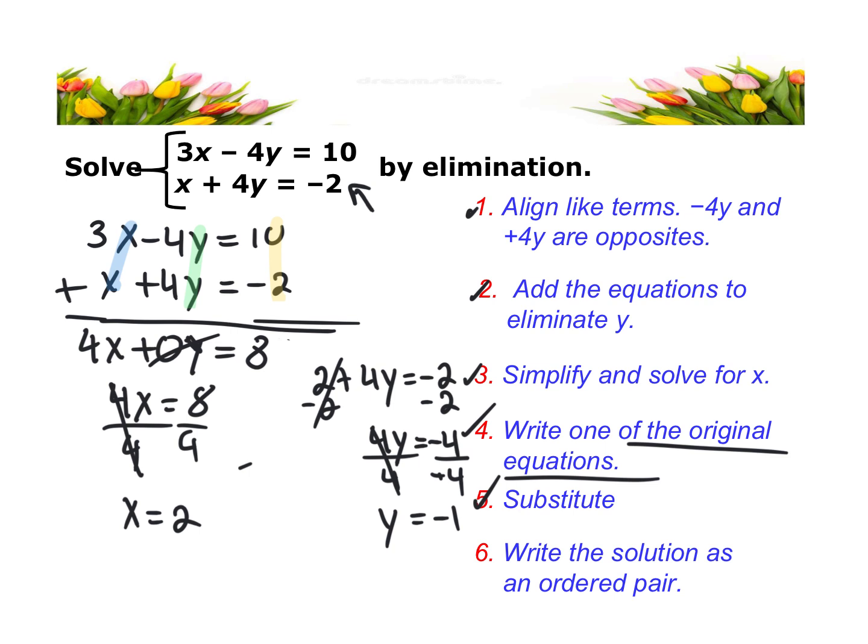So after we substitute, we solve for the other variable, and we only have one step left, which is to write the solution as an ordered pair. Now the ordered pair is 2 comma negative 1, and we are done. That would be our solution for this system.